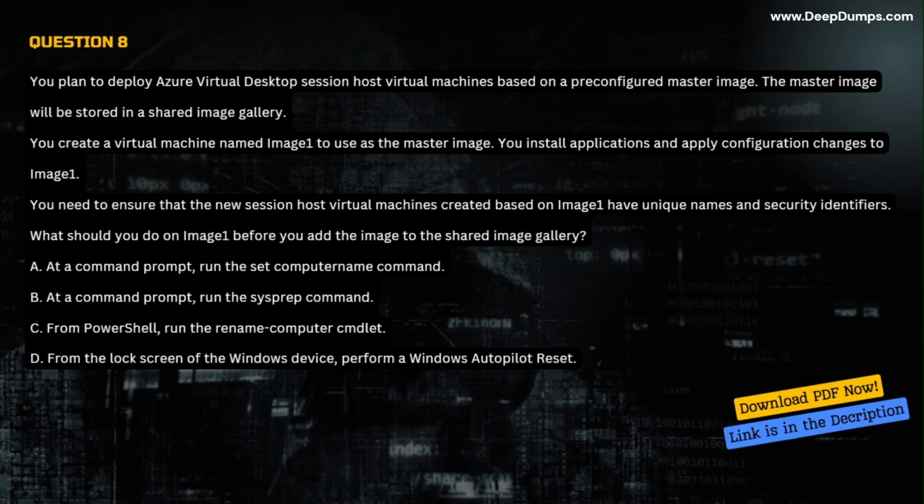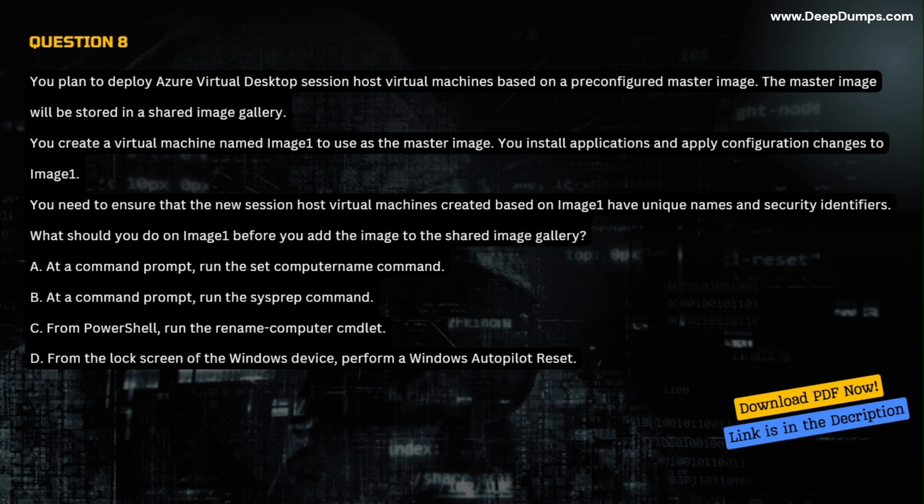Question 8. You plan to deploy Azure Virtual Desktop session host virtual machines based on a pre-configured master image. The master image will be stored in a shared image gallery. You create a virtual machine named Image1 to use as the master image. You install applications and apply configuration changes to Image1. You need to ensure that the new session host virtual machines created based on Image1 have unique names and security identifiers. What should you do on Image1 before you add the image to the shared image gallery?